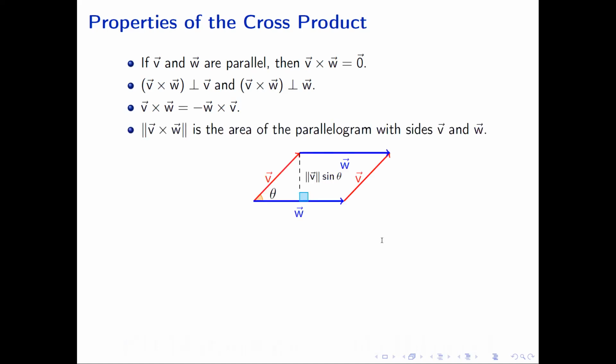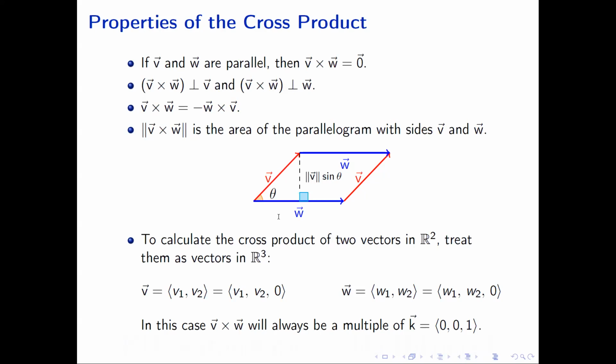The magnitude of v cross w is the area of the parallelogram with sides v and w. Look at the parallelogram. Here's v, here's w. Then I put in another vector v to follow w, another vector w to follow v. That makes a parallelogram. In that parallelogram, the base is the magnitude of w. The height is magnitude of v times sine theta, sine of the angle in between. Multiply those two together to get the area of the parallelogram. But this is also the magnitude of the cross product.